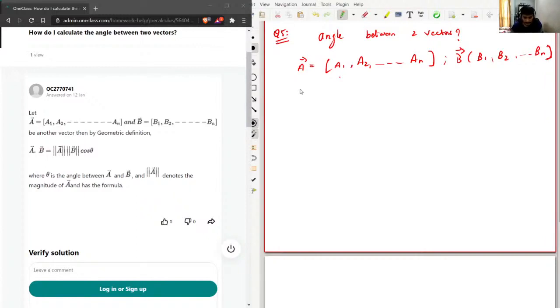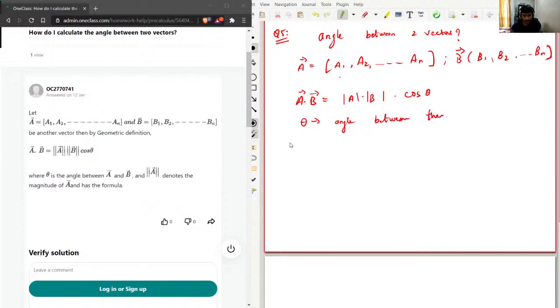So to find the angle between them, we use the geometric definition, or the definition of dot products of vectors. It says that a dot b, the dot product of a vector, is magnitude of a times magnitude of b times cosine of theta, where theta is nothing but the angle between them.